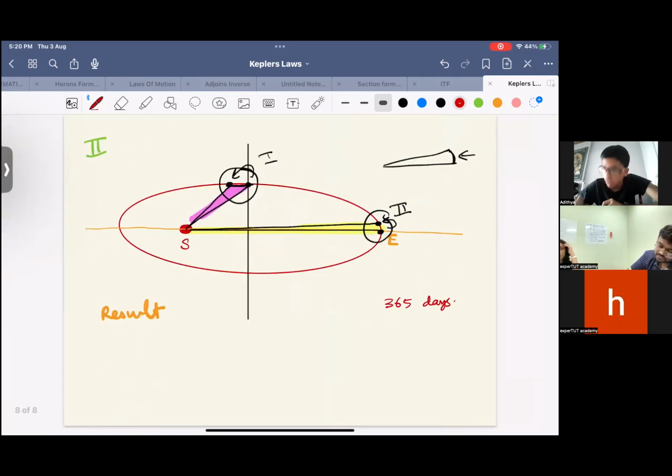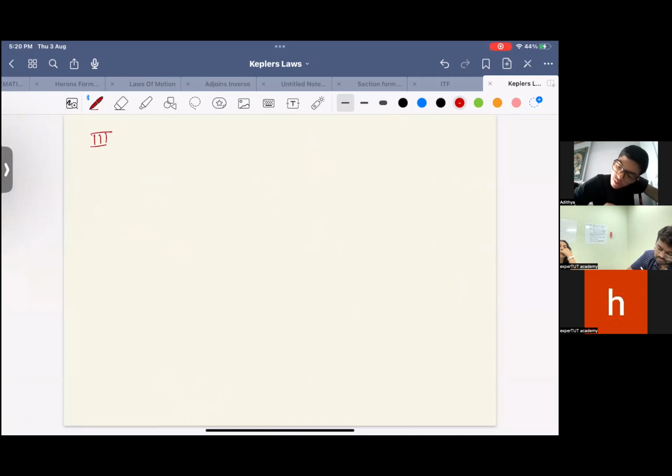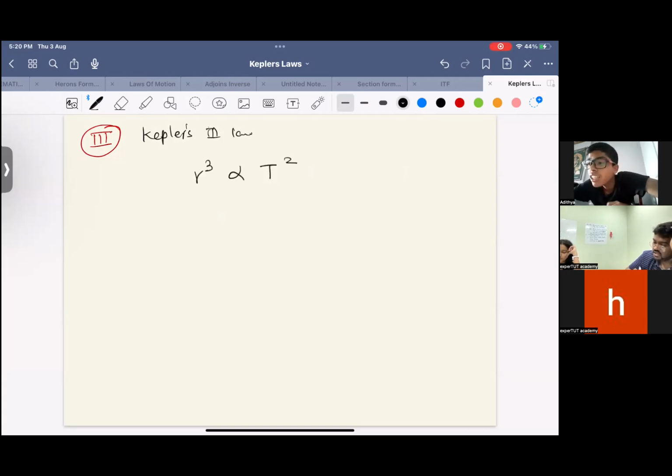The third law is, write that: the cube of the mean distance of a planet from the sun is directly proportional to the square of the time it takes to move around the sun. Mean distance, spell it. Mean distance of a planet from the sun is directly proportional to the square of time it takes to move around the sun.